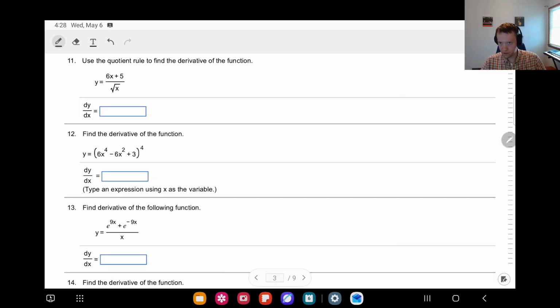On to number 11. Now we have a quotient rule problem. So remember, when you're taking the derivative of a quotient, that is with division, it's not just, okay, this derivative divided by this derivative. There's a full rule. Think low d high minus high d low over low squared.